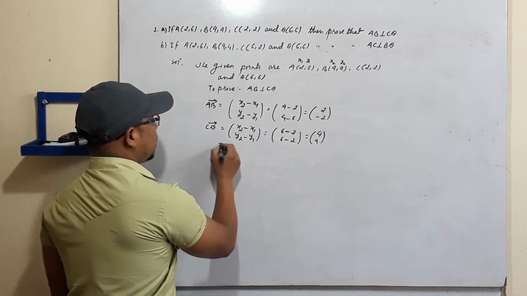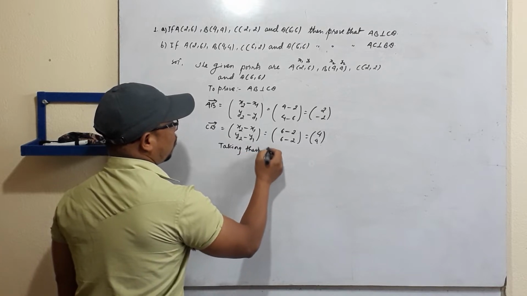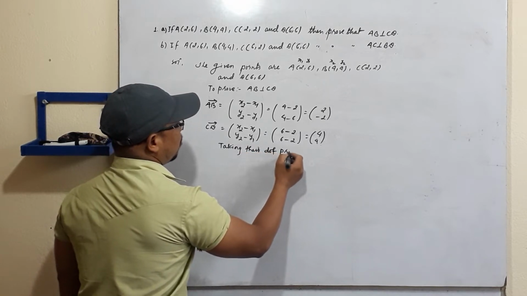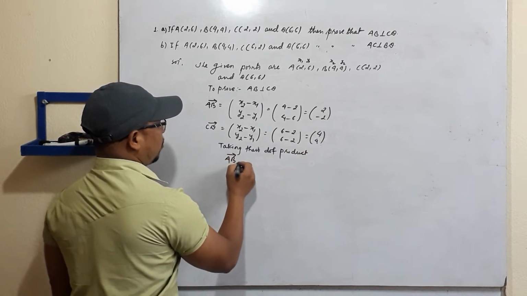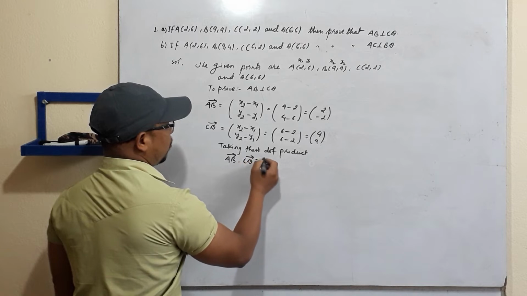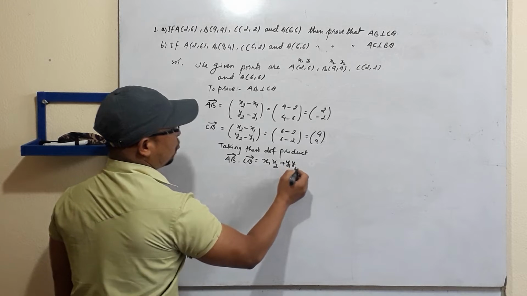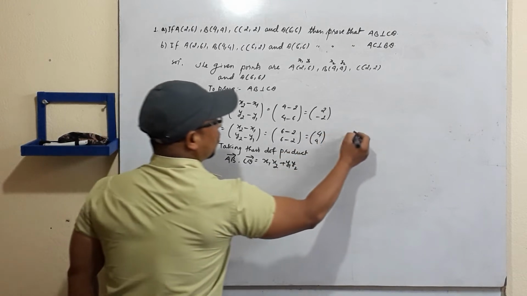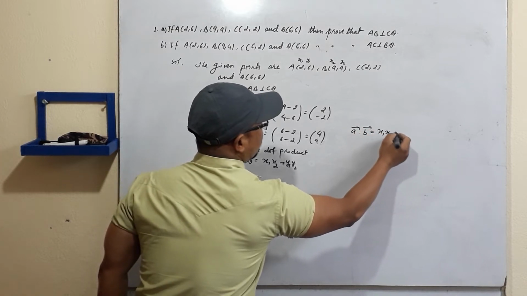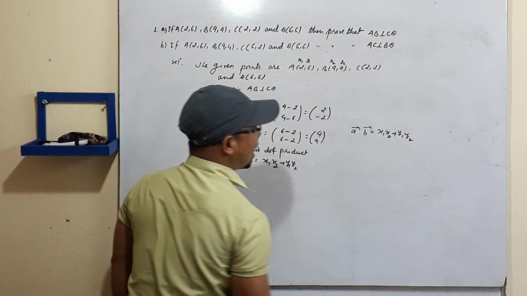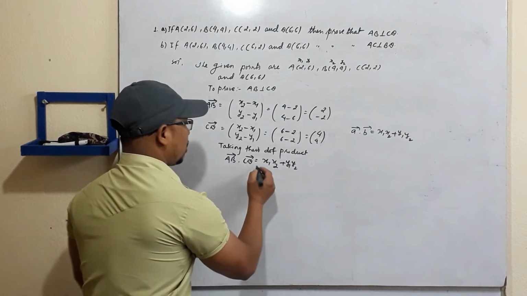Now taking their dot product, AB vector dot CD vector equals, the formula is x1 x2 plus y1 y2. Okay, we know the formula for dot product. A dot B formula is x1 x2 plus y1 y2. I discussed that when the angle is not given, you have to use this formula. So let's put the values here.